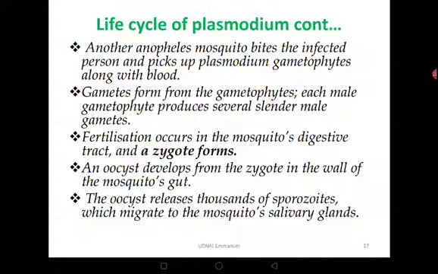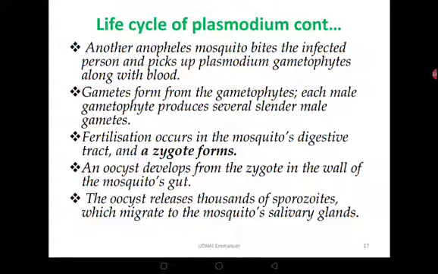So the gametes form from the gametocytes. Each male and female produces several slender male gametes, and then the female as well. Fertilization occurs in the mosquito digestive tract, and the zygote forms. So this mosquito picks the male and the female from you, and then fertilization is completed at the digestive system or tract of the mosquito.